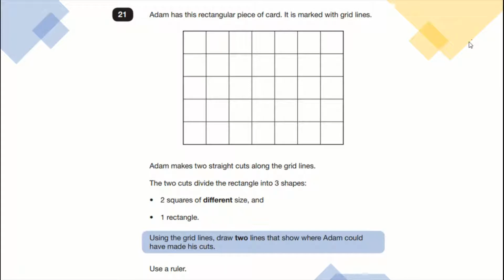Question 21. Adam has this rectangular piece of card. It is marked with grid lines. Adam makes 2 straight cuts along the grid lines. The 2 cuts divide the rectangle into 3 shapes, 2 squares of different size and 1 rectangle. Using the grid lines, draw 2 lines that show where Adam could have made his cuts. Use a ruler. So Adam has made 2 cuts and he's made 3 shapes, 2 squares of different size and 1 rectangle.